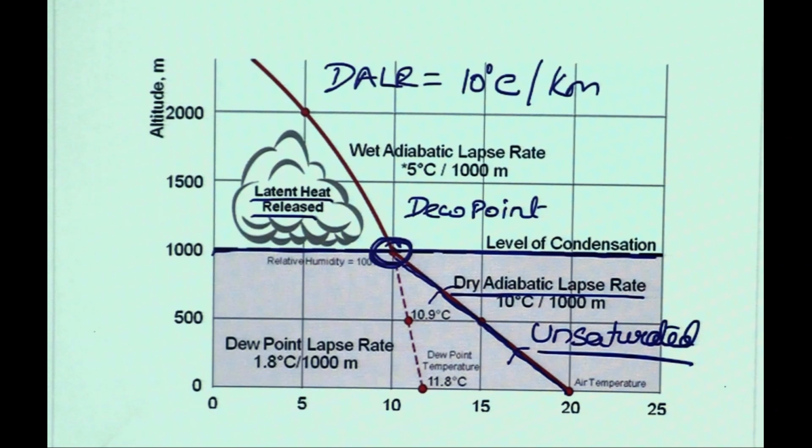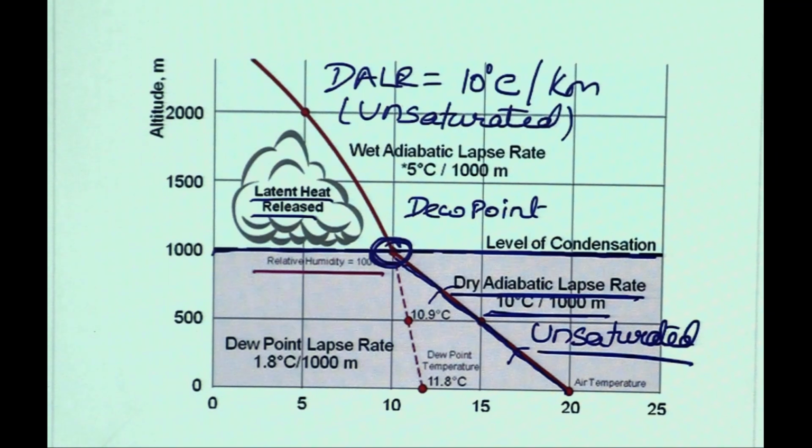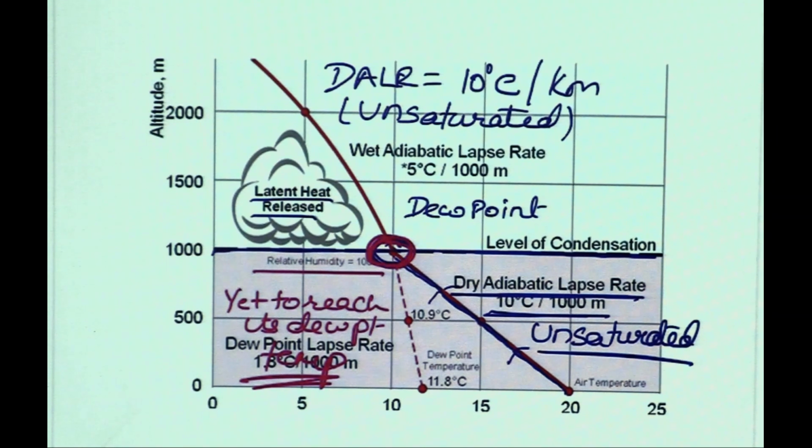I want to read it from the diagram. Dry adiabatic lapse rate is 10 degrees Celsius per 1000 meters of ascent. So when we talk about adiabatic lapse rate, how many types do we distinguish? We have learned dry adiabatic lapse rate. What is dry adiabatic lapse rate? The rate at which an unsaturated air column cools down. And what will be the definition of an unsaturated air column? The air column which is yet to reach its dew point temperature. And how do I define dew point temperature? The temperature which is encircled here, the condensation level, the temperature at which the air column becomes saturated.